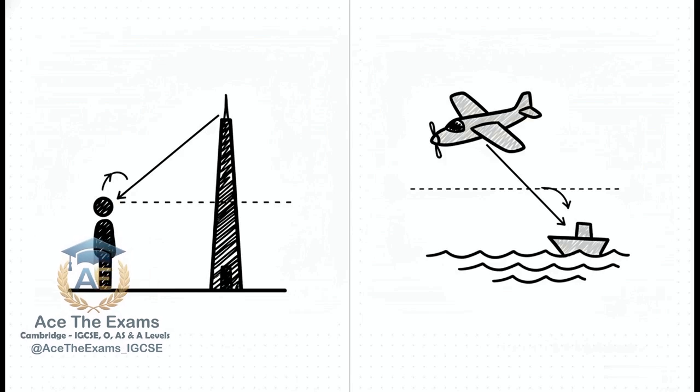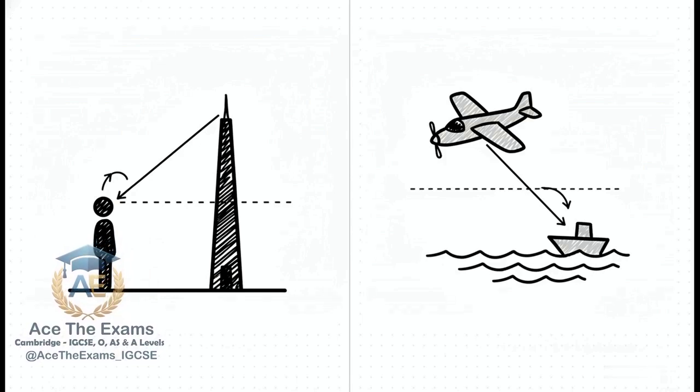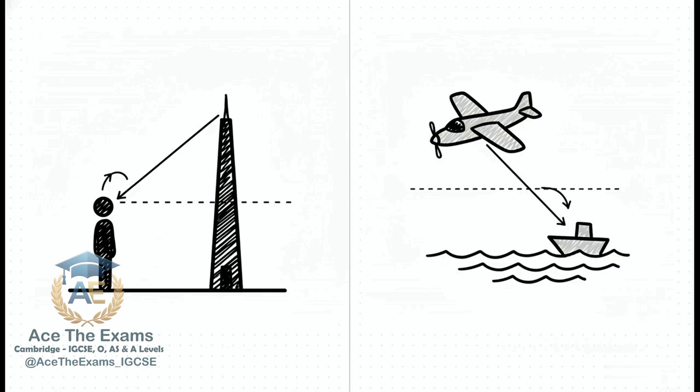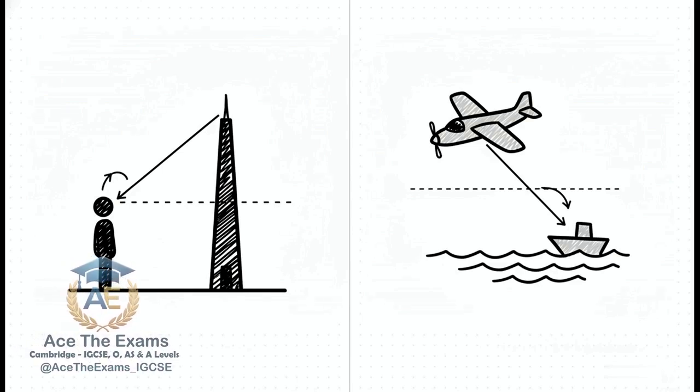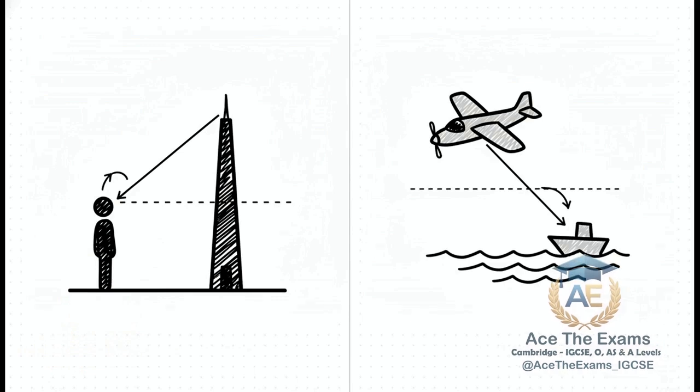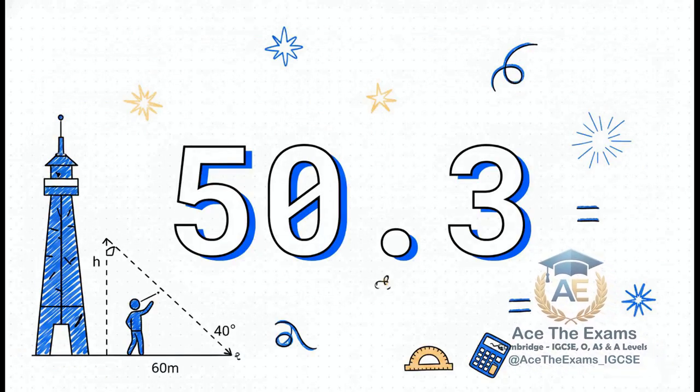Imagine you are in an airplane flying at 6 kilometers high, looking down at a boat on the ocean. That downward tilt from the horizon, that is your angle of depression. Examiners love testing if you know exactly where to draw these on your diagram. Let's go back to our tower example.